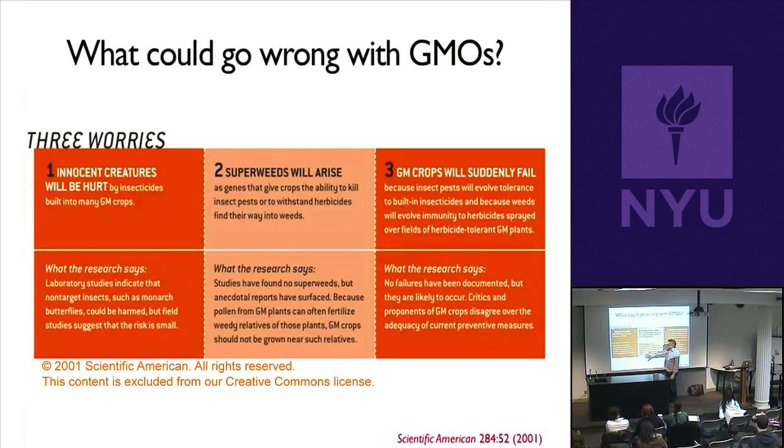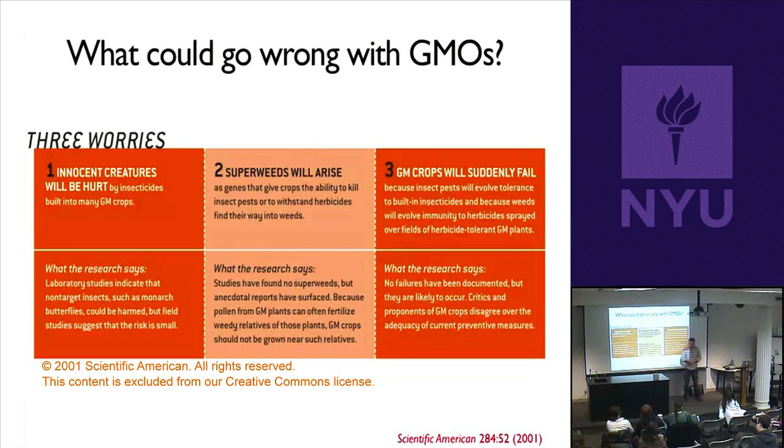And as of 2001, at that point, the research was basically saying that indeed, if you put a monarch butterfly larva, a caterpillar, on a Bt modified plant, the larva will get sick.